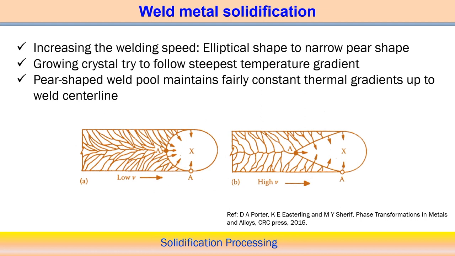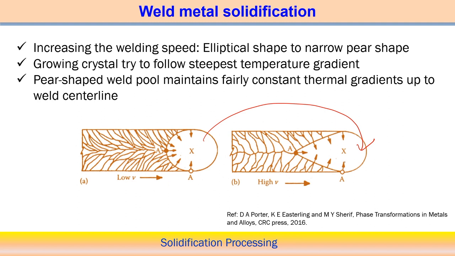Increasing the welding speed actually changes the elliptical shape to the pear shape. Here you can see how the shape changes from elliptical to the pear shape with the welding speed. The growing crystal will definitely try to follow the steepest temperature gradient, but the pear-shaped weld pool maintains a fairly constant thermal gradient.